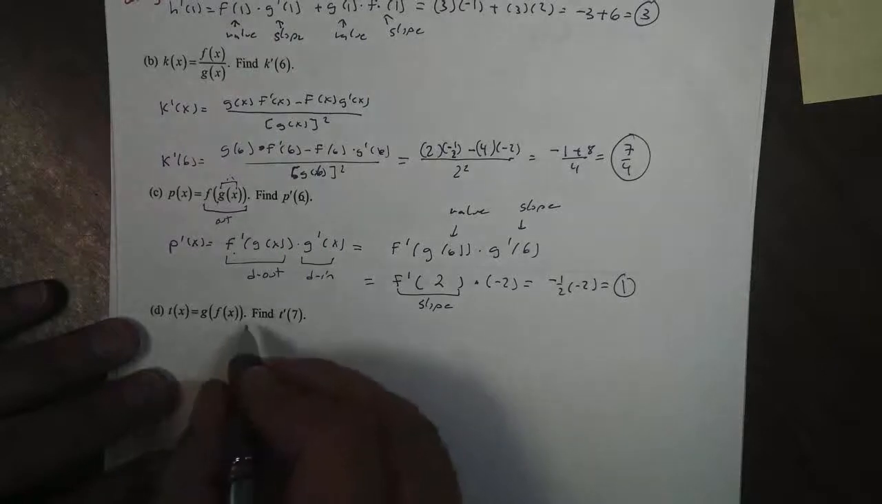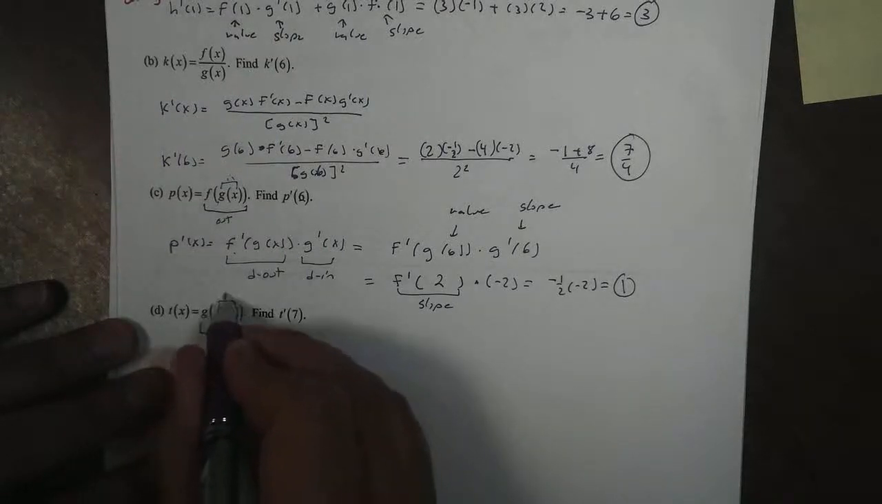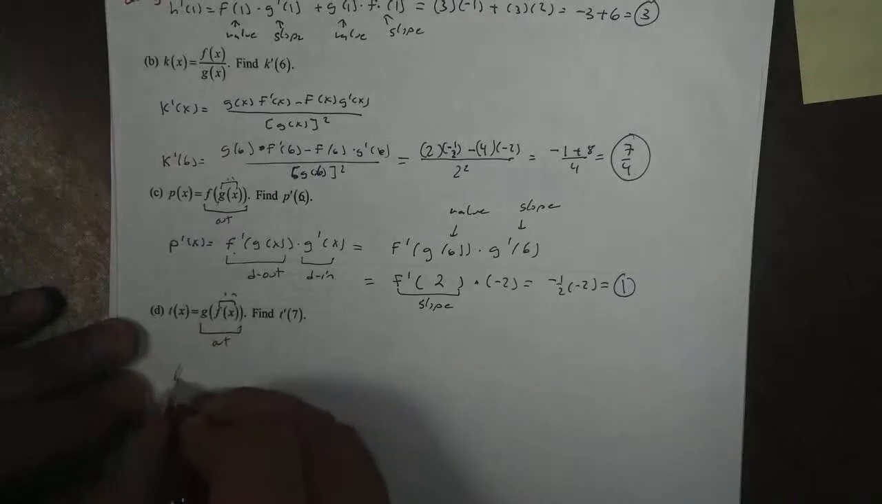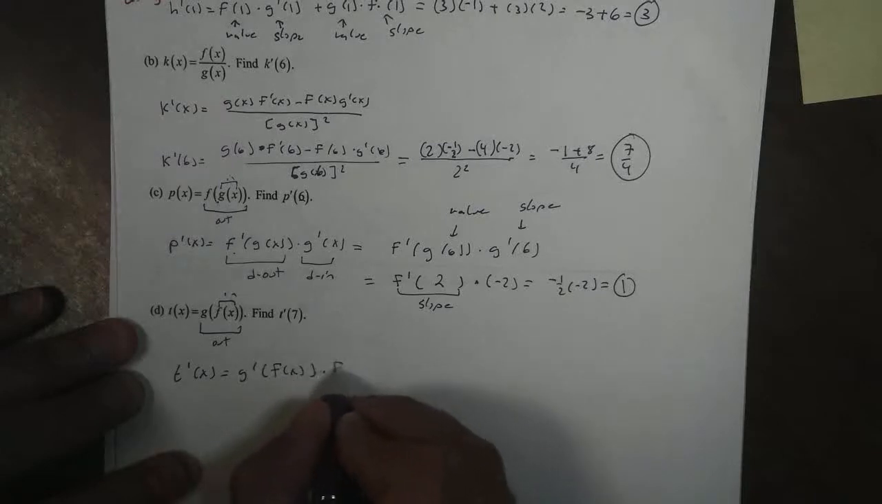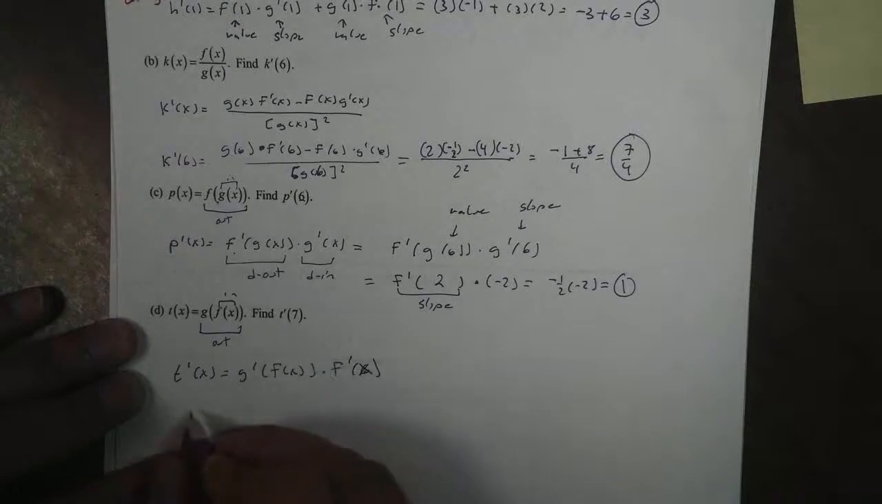So let's try t of x. There's my out, and there's my in. So when we take the derivative, t prime of x becomes g prime of f of x times f prime of x. And we're looking at 7.